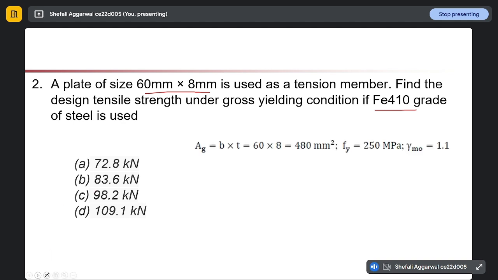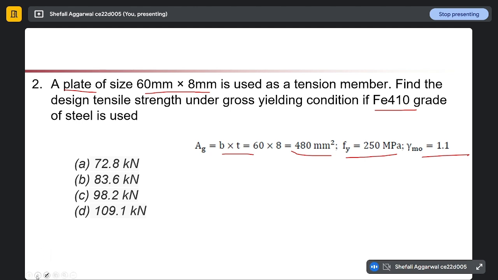So, in this case, what was our first step? First step will be calculating the area. If we are using a normal plate, the gross area will be length into thickness, B into T, so it will be 480 mm². And for Fe 410, Fy will be 250 megapascal, and in this case, gamma m0 will be 1.1. Okay, this is the given condition.